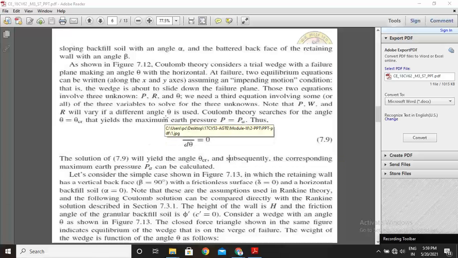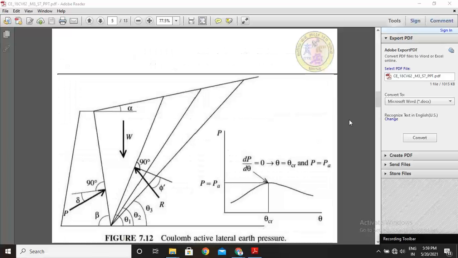As shown in figure 7.12, Coulomb theory considered a trial wedge with a failure plane making an angle theta with the horizontal. These are the theta.